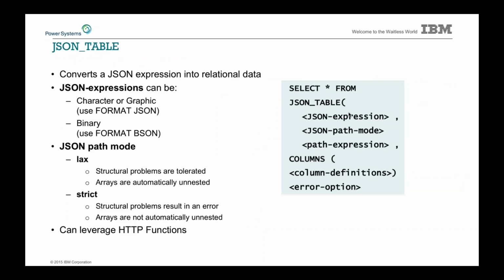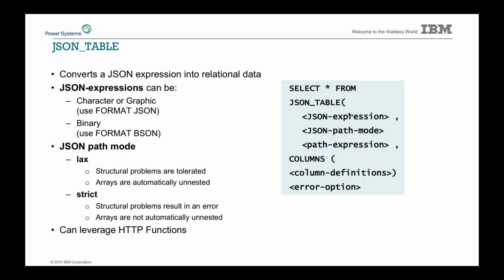Okay, let's talk about JSON tables for just a moment. JSON table allows you to take a JSON expression, take that JSON data, and convert it into relational data. So if I have a bunch of JSON, it's going to have your tags and values. It'll parse that and build it into a database structure for you. Rather fascinating. Your JSON expressions can be character or graphic, binary.